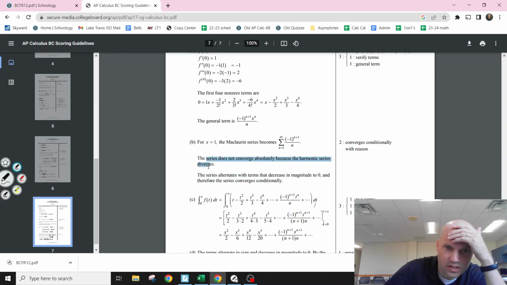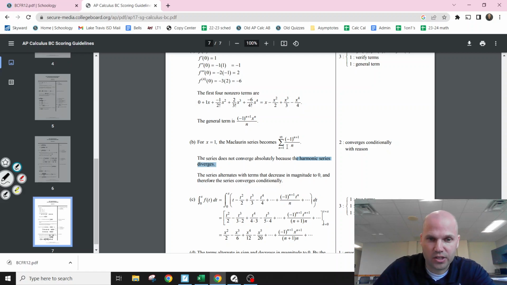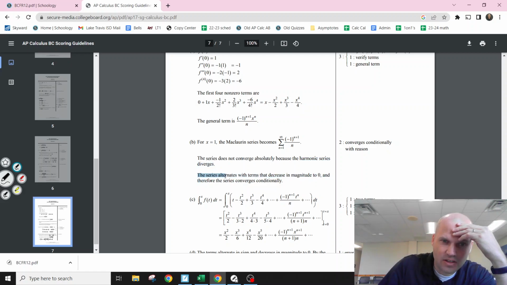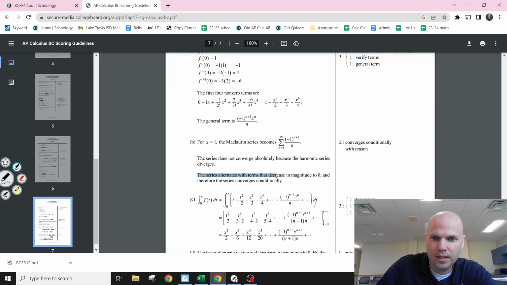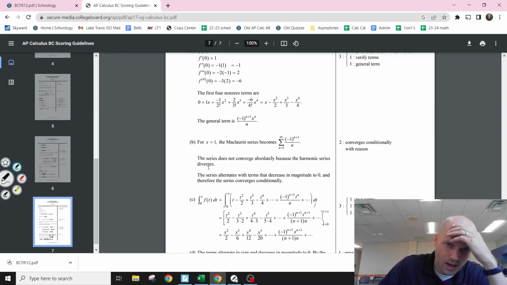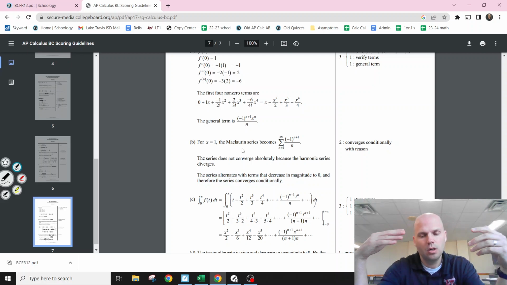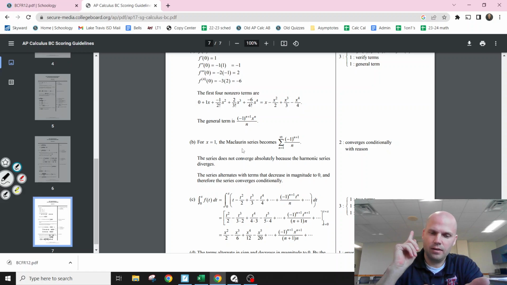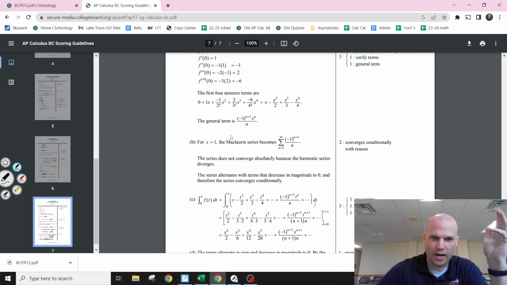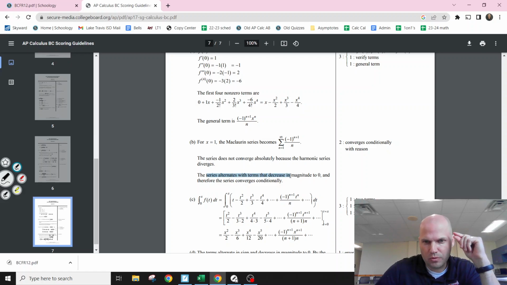Yeah, so the series does not converge absolutely because the harmonic series diverges. So the fact that you mention the harmonic series is good. You can say a harmonic series diverges. But then you do have to say that the terms alternate, they decrease in magnitude to 0, and therefore it converges conditionally. The alternating series test, you have to say your terms are decreasing, they trend towards 0, and they alternate. Those are just the 3 things you have to write. I like how they wrote it here. The terms decrease in magnitude to 0 and alternate. That covers all 3 things.